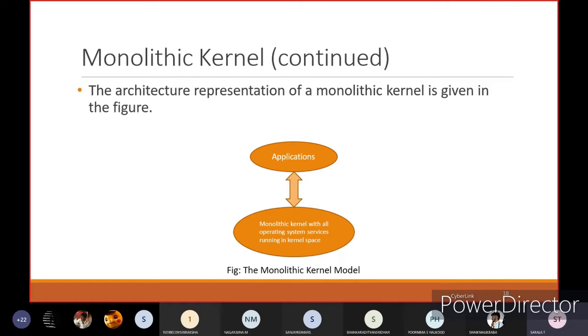The architecture representation of the monolithic kernel is given in the figure: you have applications, and a monolithic kernel with all the operating system services running in the kernel space only. As I told you, all the modules, tasks, applications and services we have to run in the kernel will be running in the same kernel space. That's why it is called a monolithic kernel. It interacts with the external applications.